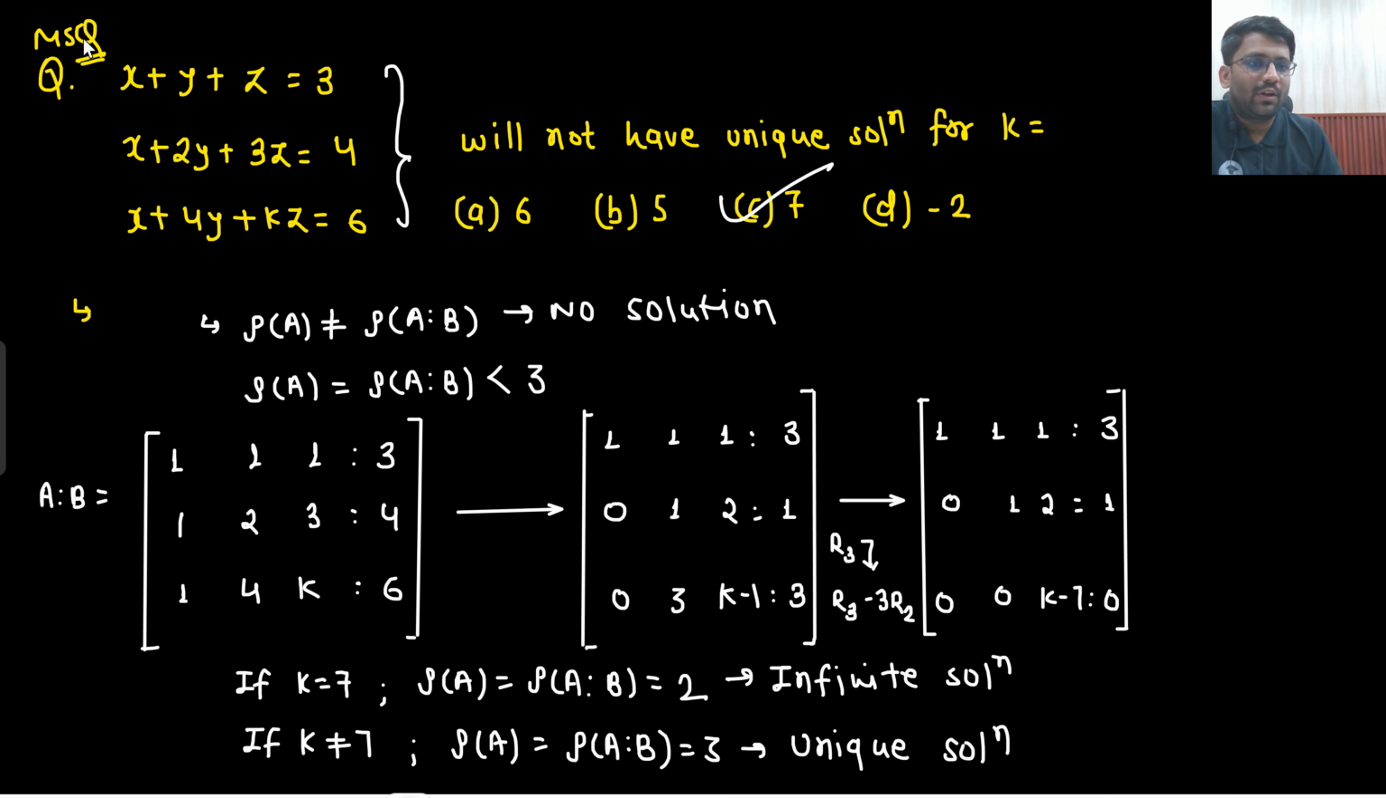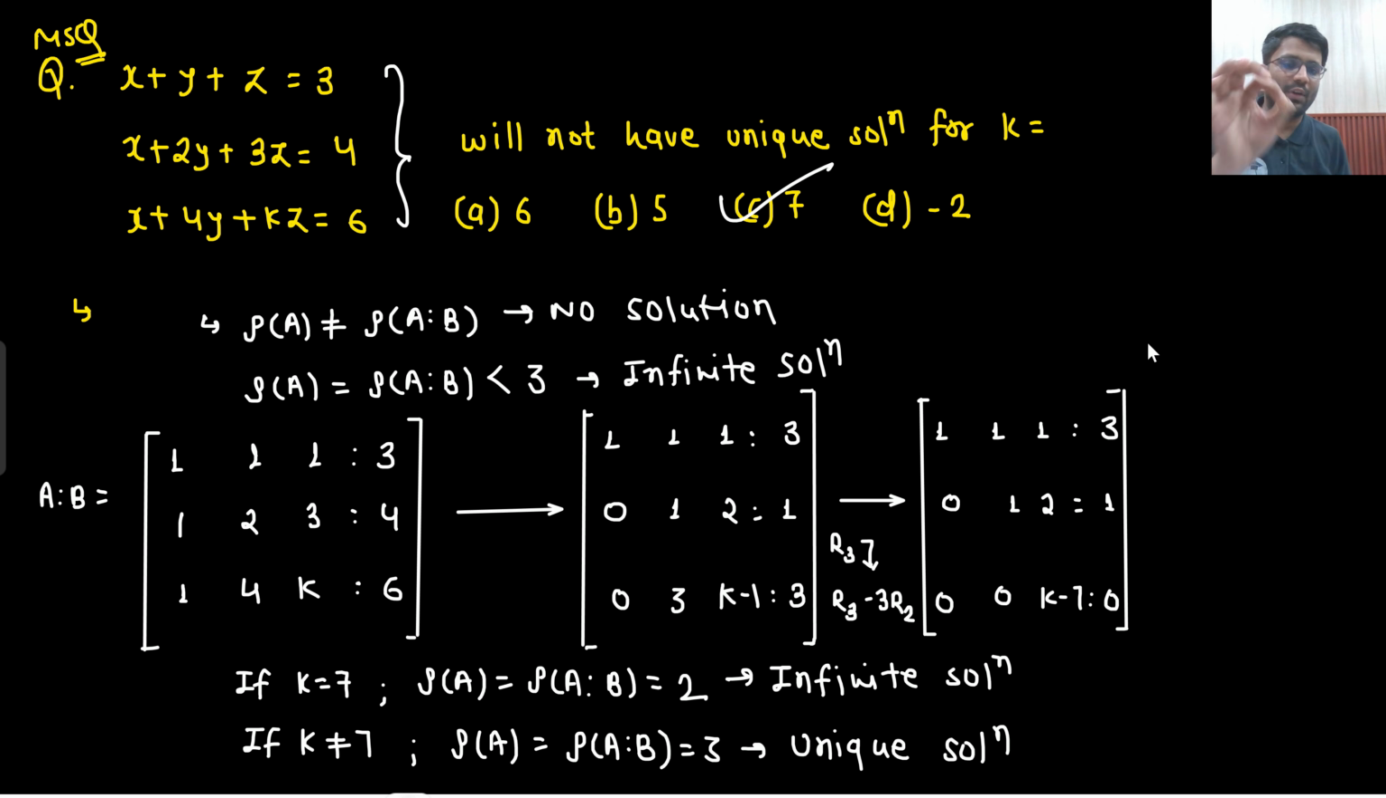I deliberately wrote down MSQ here because people will think that K should not be 7, so they will click on 6, 5 and minus 2. So you need to think there. They can frame the MSQ, but only one could also be correct. Not having a unique solution means a no solution condition can also be there, and an infinite solution condition can also be there. So I thought of both of the conditions.